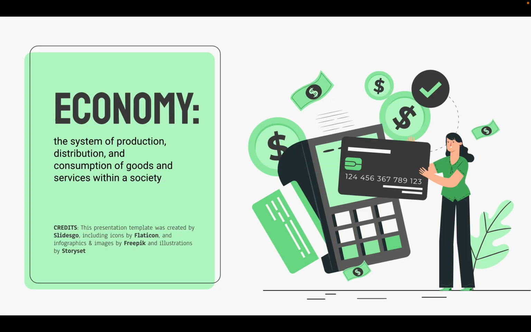So, when we talk about the economy, the definition is the system of production, distribution, and consumption of goods and services within a society. Your intro today asks you, where does economics live? Where do you think it exists, who buys and consumes, and all those types of things.